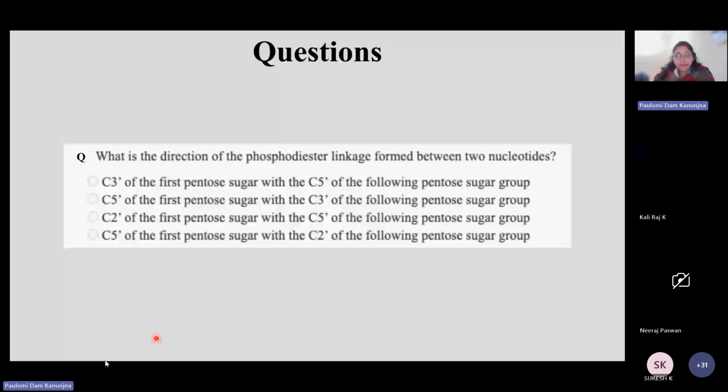Okay, I will give you the answer. Most of you have written one, a few people have written two, and I understand why. The answer is C3 of the first pentose sugar to the C5 of the second pentose sugar. And I know people say that we have 5 prime to 3 prime directionality. When you look at the structure, this still holds up, but the bond is formed between the C3 of the first sugar to the C5 of the next sugar.